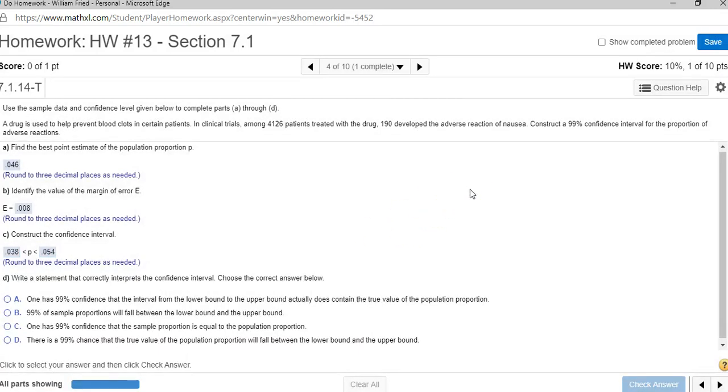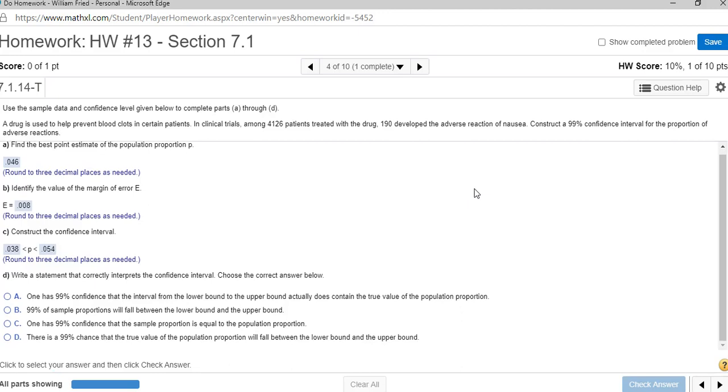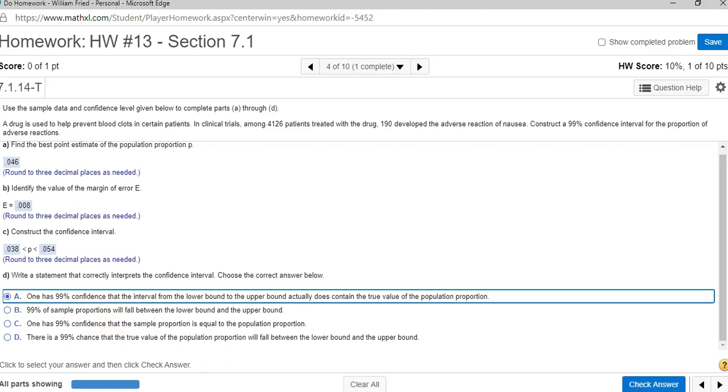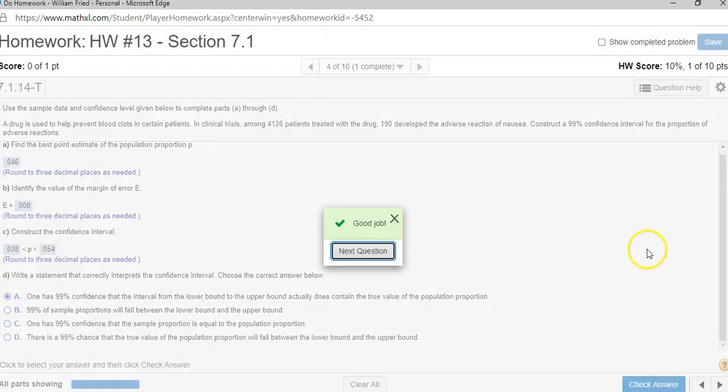Which statement correctly interprets the confidence interval? Oh boy, let's see. It says one has 99% confidence that the interval actually does contain. I'm going to say it's 99% of the sample proportions. I think it's A, it might be D. Let's see. I was lucky.